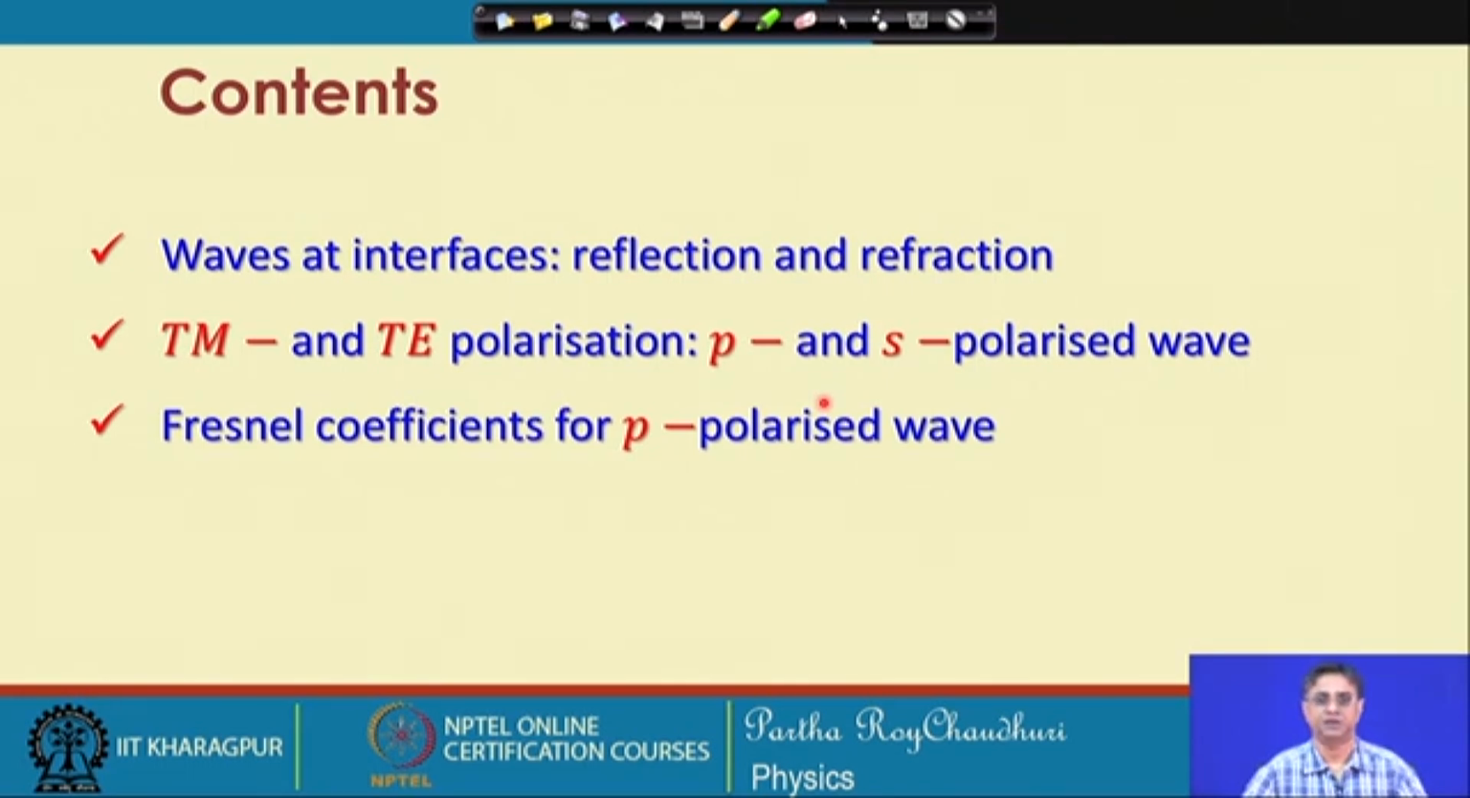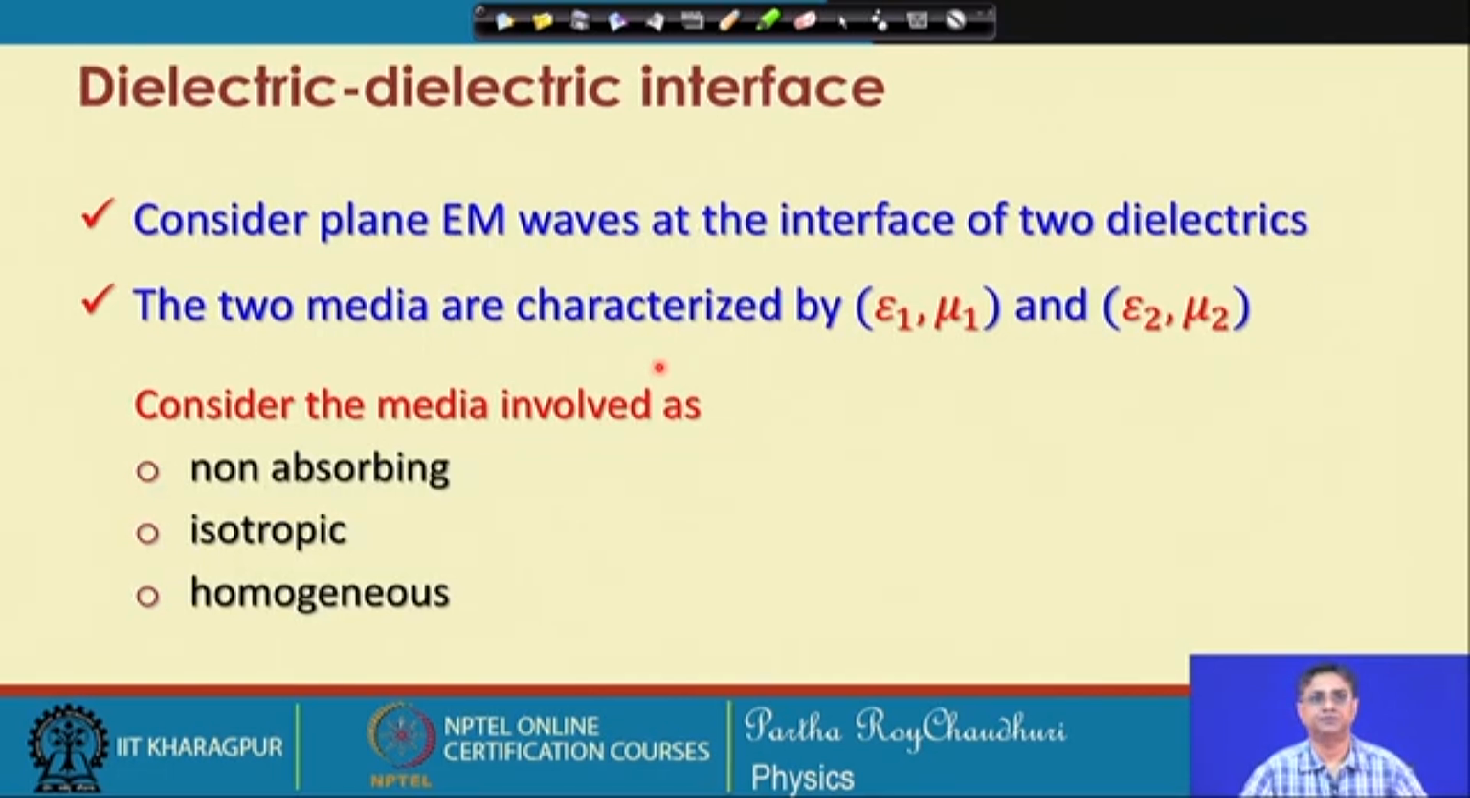be carried forward to the discussion of S polarized wave and a comparison of both the polarization properties of the electromagnetic waves at the interfaces. So, in order to do that, we will assume the properties of the media who are involved in forming the interfaces. This would be non-absorbing. The individual media will be isotropic and homogeneous.